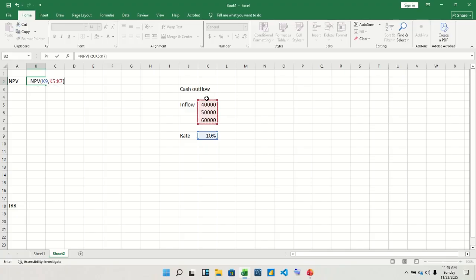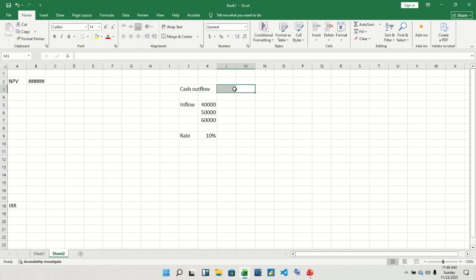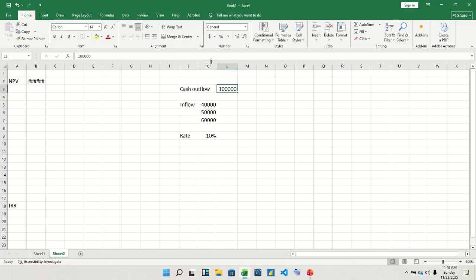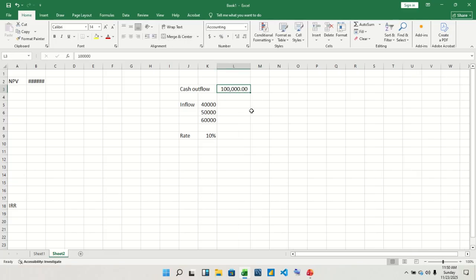So let's assume that the outflow is 100,000. We did not type the outflow. So let's assume that the outflow is 100,000. We'll make the outflow 100,000 so that we'll be able to find the NPV.